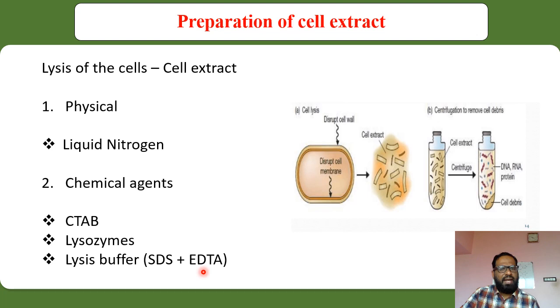And one more important function of the EDTA is that it also suppresses the activity of the DNases. Different types of enzymes are there, and these enzymes can go and damage the DNA. In order to prevent the damage to DNA, EDTA can be used to suppress the activity of the DNase, that is, the DNA degrading enzymes. That's why this is also very important.